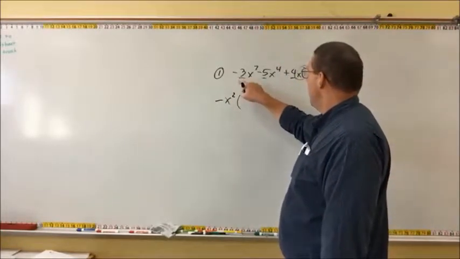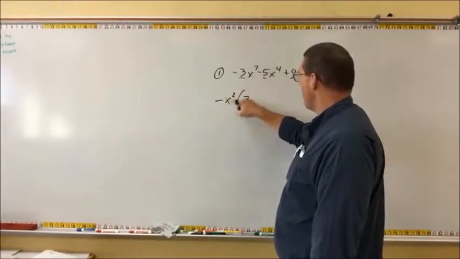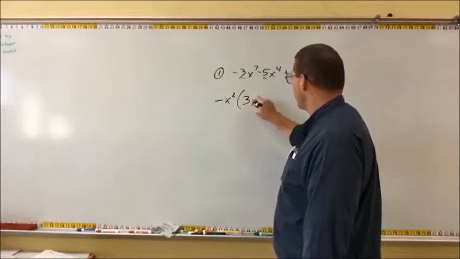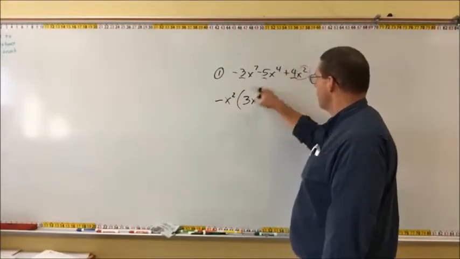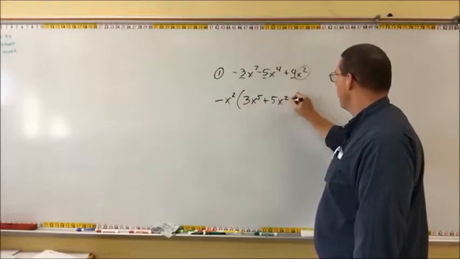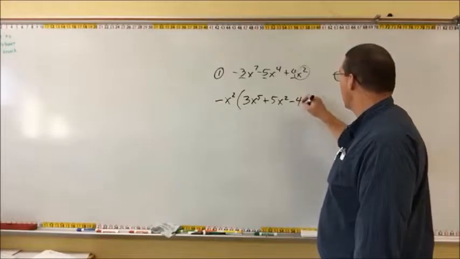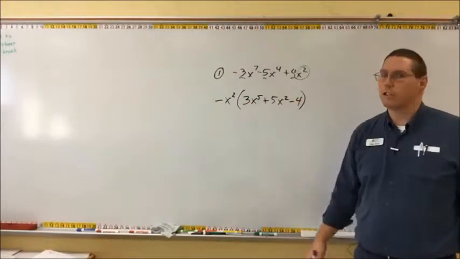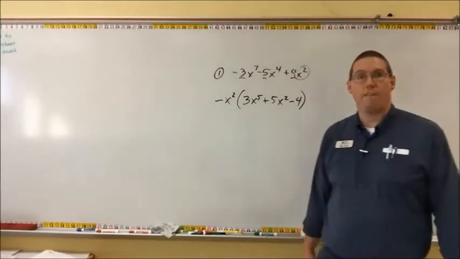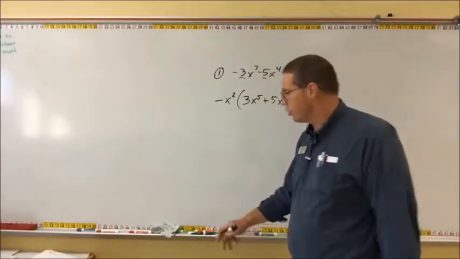Then, negative 3 divided by negative 1 is just 3. Then x to the 7th divided by x to the second is x to the 5th. Negative 5 divided by negative is plus 5. X to the 4th divided by x squared is x squared. 4 divided by negative 1 is negative 4. And then the x squares cancel. And this is the answer to question number 1. It's just a real simple greatest common factor problem. We are not going to factor this any further. Let's try question number 2.